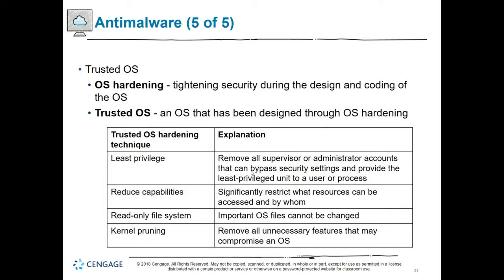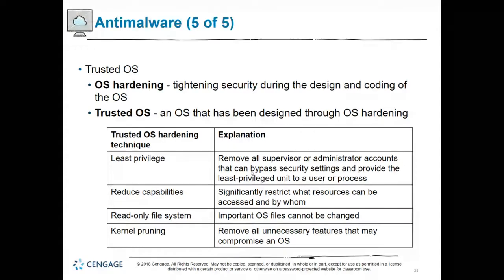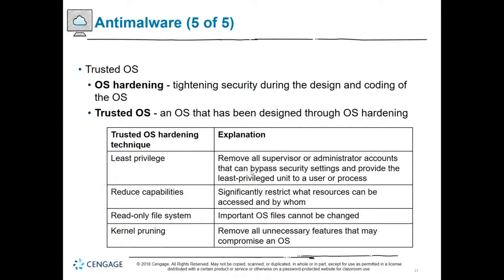So with least privilege, this technique removes all the supervisor and admin accounts that can bypass security settings. And it provides the least privilege needed to a user or process. So once again, we're telling the user or the process, this is what you need to do your job, and that's all the access you're getting. You're not getting any more than what you need to do your job. We can reduce capabilities. So it restricts what resources can be accessed and by whom. You can set it for a read-only file system, where the important operating system files can't be changed. They can only be read by the computer.